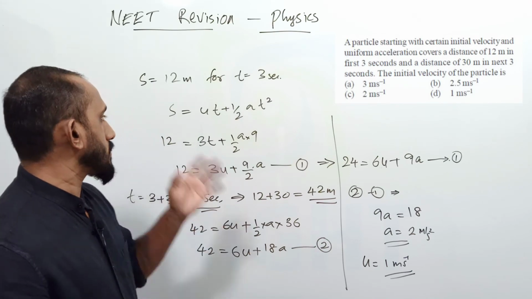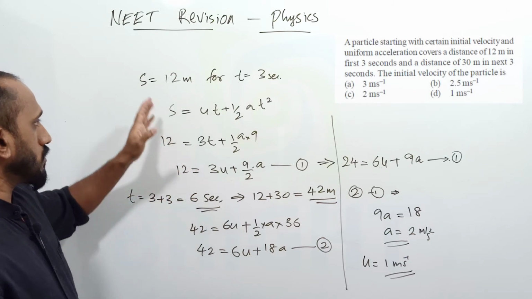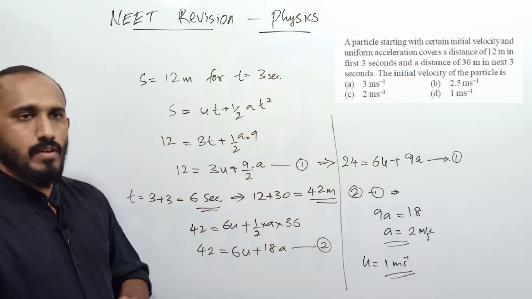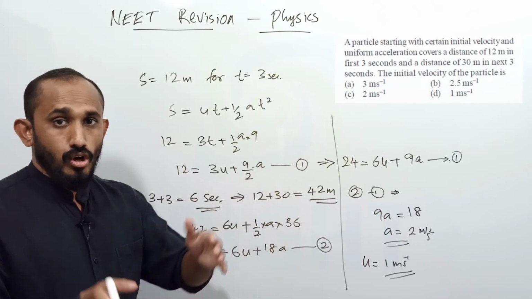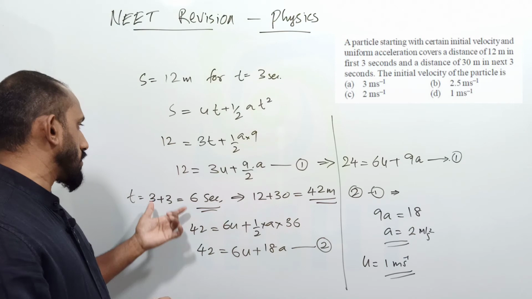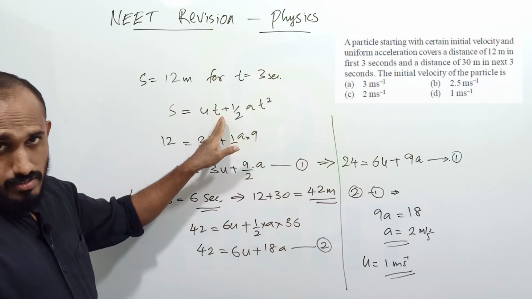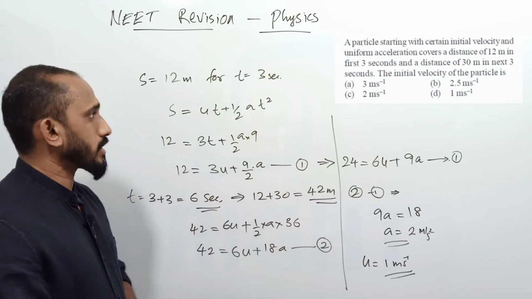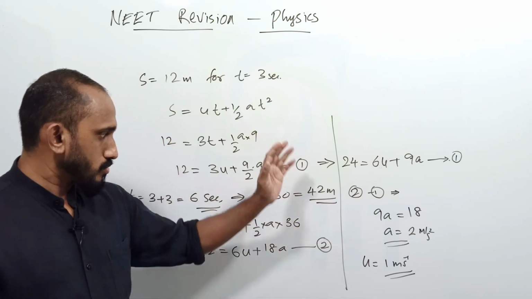So we use the distance formula here, S is equal to ut plus half at square. The equation we used for the first 3 seconds, means t is equal to 3 seconds, you can substitute. We got 12 meters. Then the next 3 seconds, 30 meters. For the total first 6 seconds, don't directly put 30 and 6 here. So the total distance will be 42 meters in the first 6 seconds. Here t means the total duration of time. I hope you got it. So solving this equation, you will get this answer.